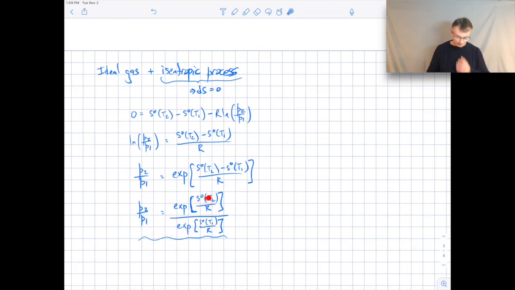Now again, you could look up the S naught value at T2 and T1 in a table and evaluate, divide through by the gas constant, take the exponential of it, and then you can find the change in pressure for that. We can do that. It's kind of several steps. Engineers tend to be lazy. We don't like to do that.